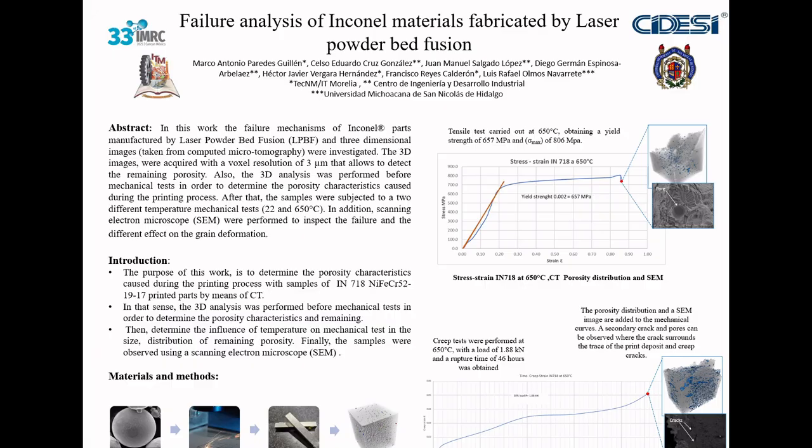In that sense, the 3D analysis was performed before mechanical tests in order to determine the porosity characteristics and remaining porosity. Then, the influence of the temperature of mechanical tests on the size distribution of remaining porosity was determined. Finally, the samples were observed using a scanning electron microscope.